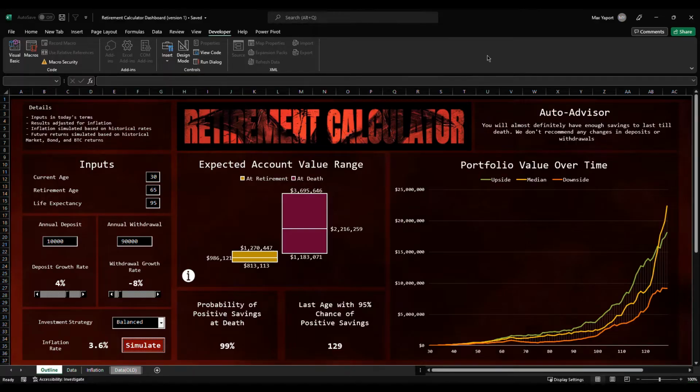Hi, today we'll be demoing our retirement calculator designed for the Batman. Our retirement calculator has some simple inputs on the left here.